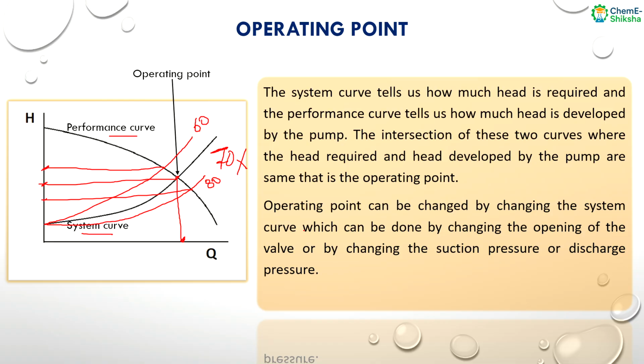So that means if we increase the discharge pressure for the same valve opening, let's say for this 70% valve opening, my system curve will now shift from this point to, so let me change the color.